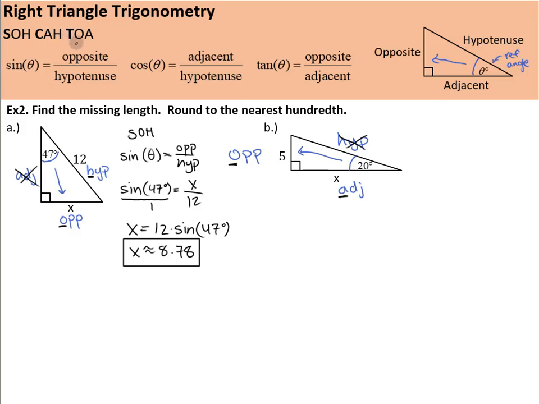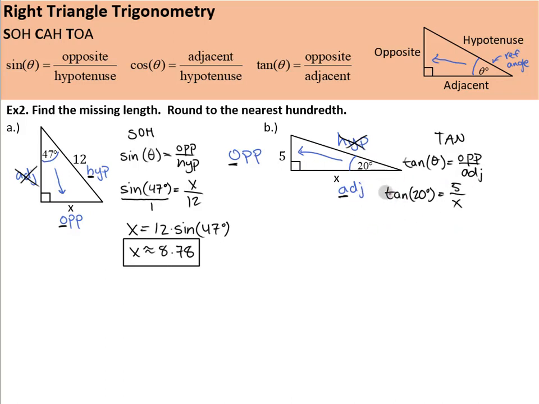Which one uses A and O, or O and A? TOA, which means tangent. So this time, tangent's the trig function that will help me figure this out. So, oops, I will start with sine. So tangent of our angle, theta, equals the opposite over the adjacent. So filling that in, we can say the tangent of 20 degrees, that's our angle, equals the opposite side, which is 5, over the adjacent side, which is x.